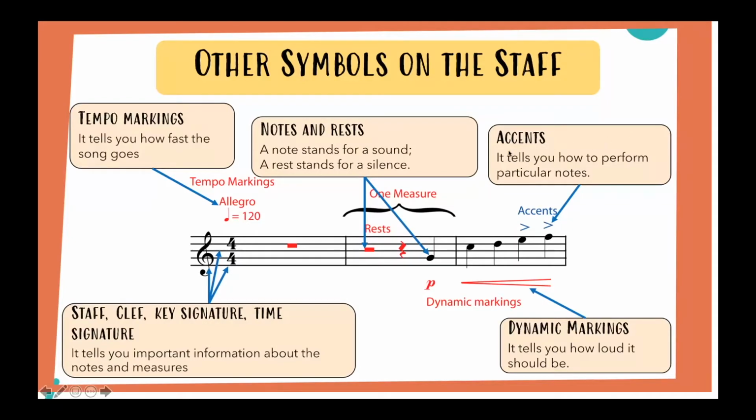We have the accents, which tell you how to perform some notes. Basically, that's it in terms of these other symbols. Of course, there are many other symbols, and as you learn music and play your instruments, you are going to be able to learn some others, but this is just for you to have a general idea of how to write these.